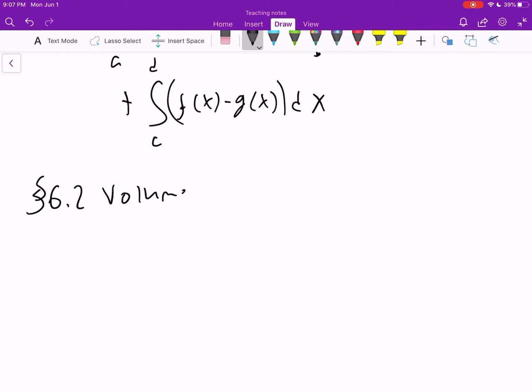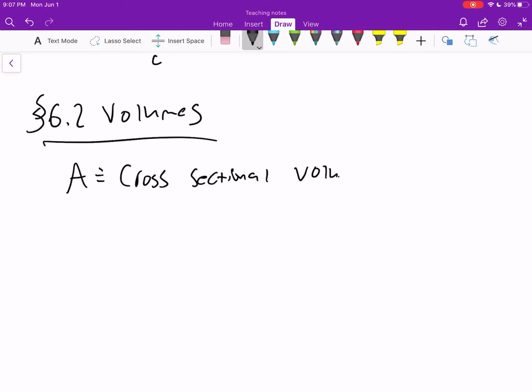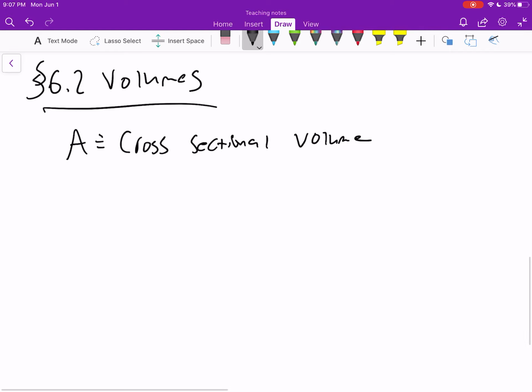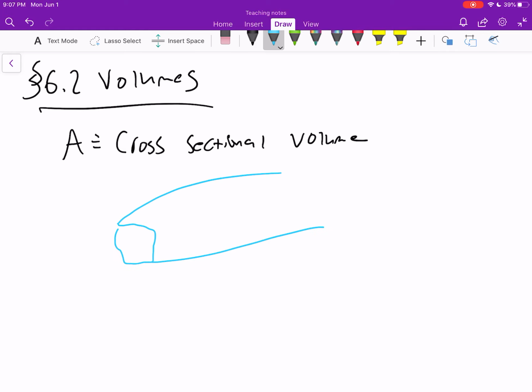So the next one was section 6.2. We talked about volumes. And the overarching idea was that if A is a cross-sectional area, then I can talk about the volume of some solid. And I think when I drew it before, I drew something that looked like this. It kind of looks like a loaf of bread right now. But this is the idea.